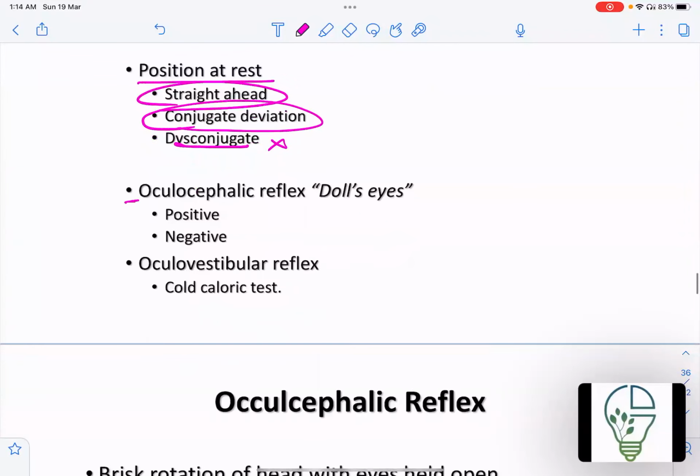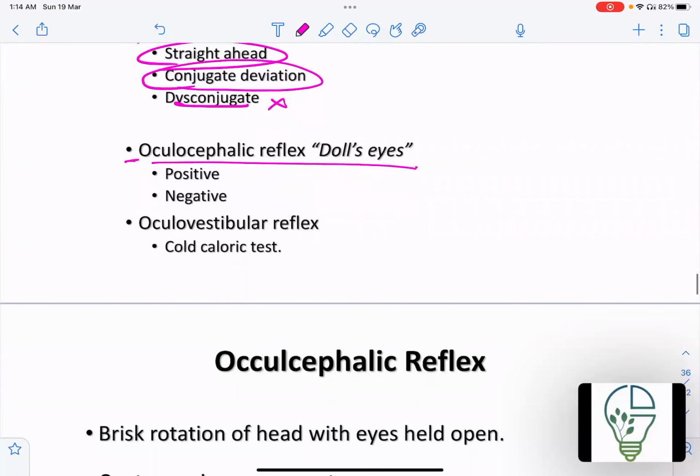So the other one is the oculocephalic reflex. If I ask you to look right, you will look right, meaning your eyes will move with you. If I ask you to look left, you look left, your eyes will move with you. However, in patients that have a positive oculocephalic reflex, which is basically doll's eye, if I were to turn their head towards the right side, the eyes will still look straight. It will not move along with the head. So this is a positive oculocephalic reflex, which is also called doll's eye.